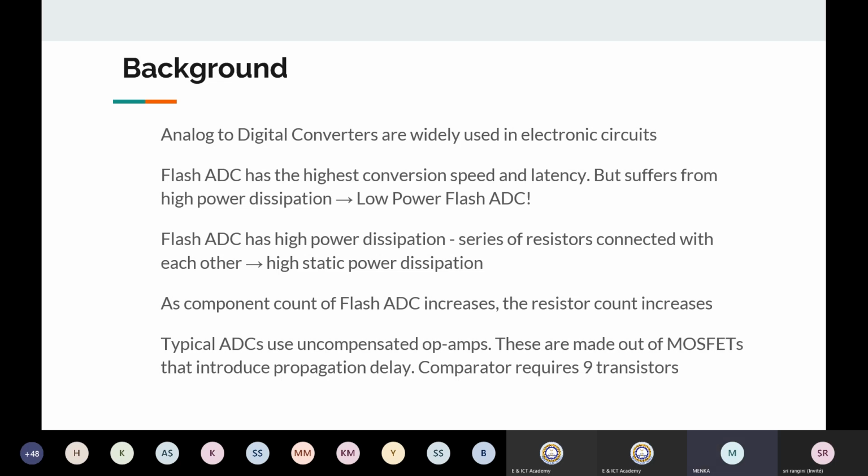Flash ADC has the highest conversion speed and lowest latency, but it suffers from the highest power dissipation, and another thing is that resolution is also less, right? And as the component count of flash ADC increases, register count will also increase, which we have already discussed: registers, comparators, latches, etc. But the students have not gone up to that complexity level. They try to make it as simple as possible. So typical ADCs use uncompensated op-amps. These are made up of MOSFETs. Fine.